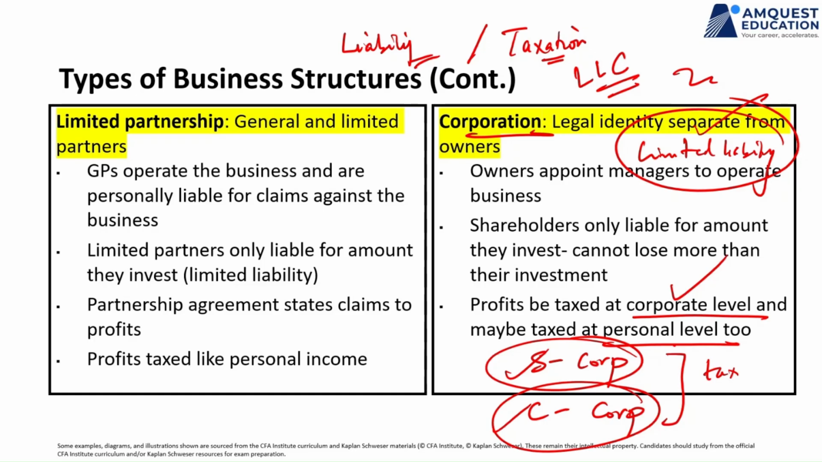So within a corporation, as soon as we say that the identity is separate from the owners, that means the company is different and the owner is different. If you have given money to the company, you cannot come to the owner to ask for money. So the liability is always limited, but the taxation may depend on how you register it, S or C corp. Both of them are corporation structures.